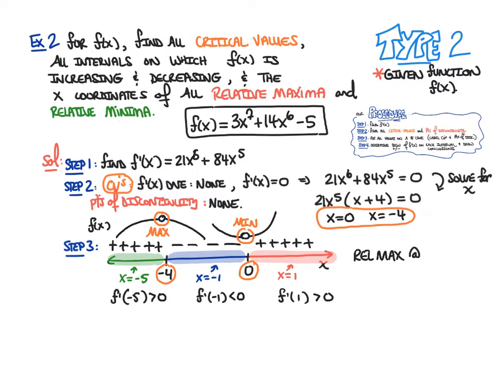So what that allows us to do is conclude that we have a relative max at x equals minus 4, and I have a relative min at x equals 0. And those are your relative extrema. So we found the x-coordinates of our relative extrema.